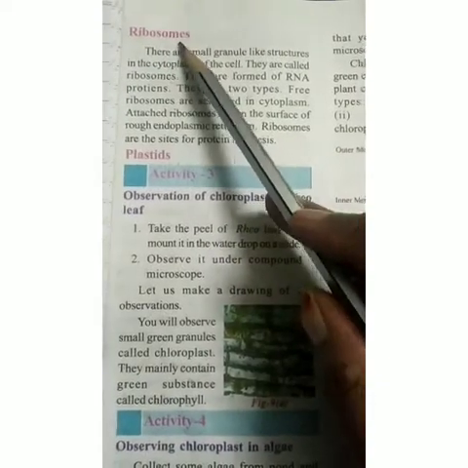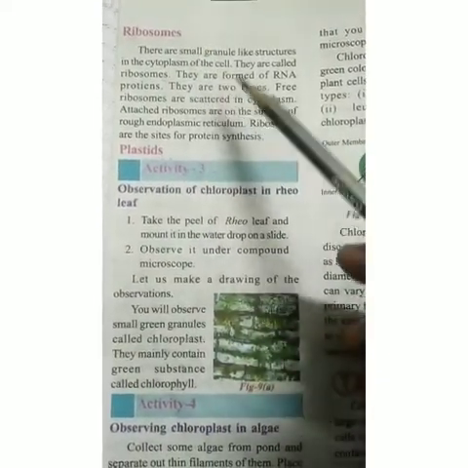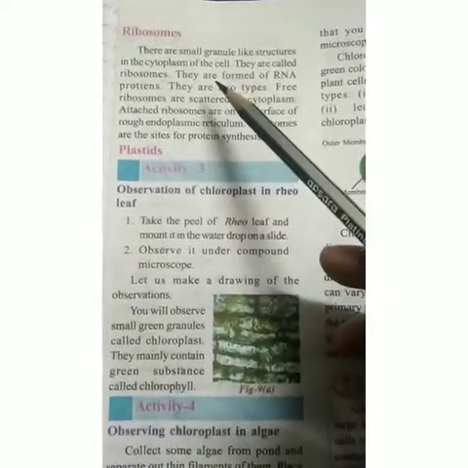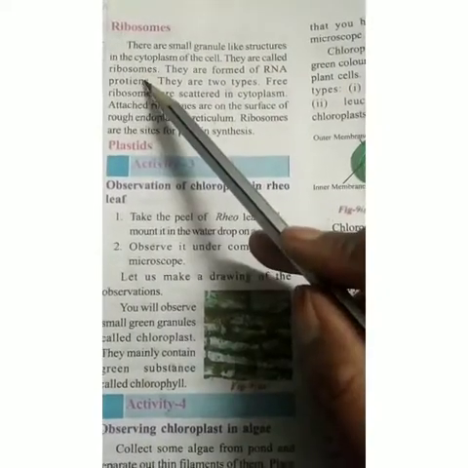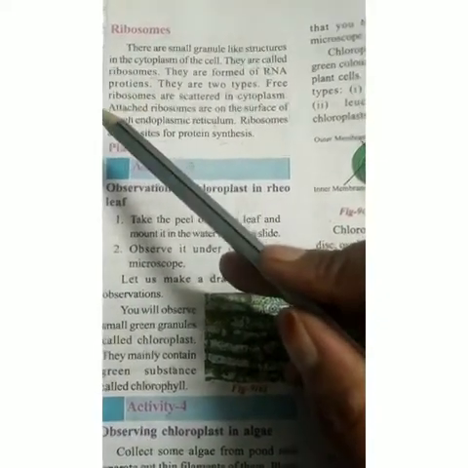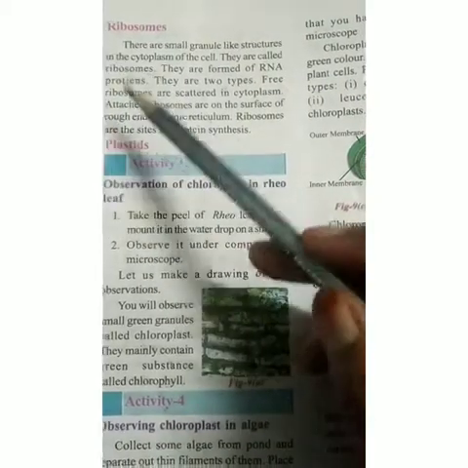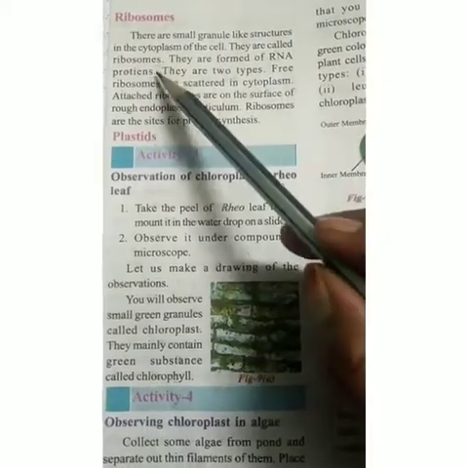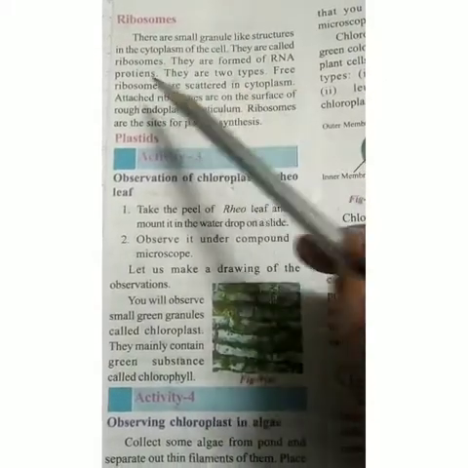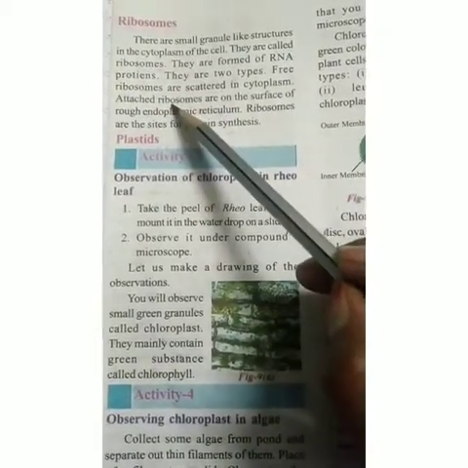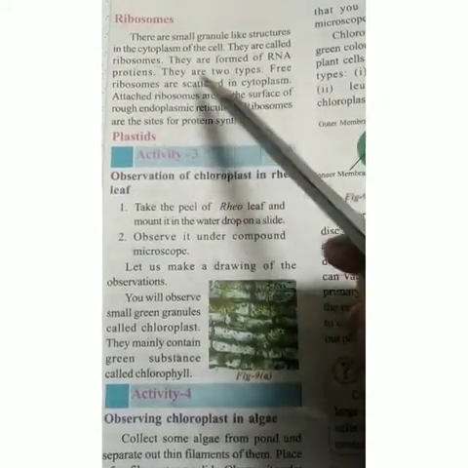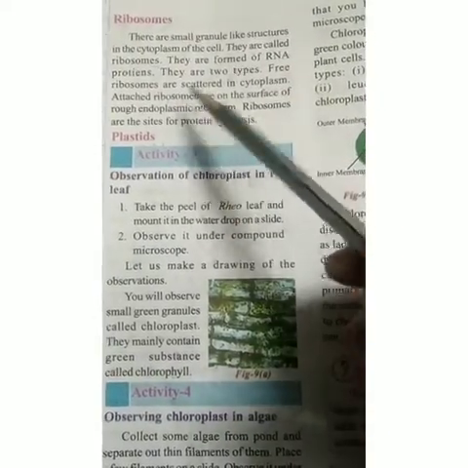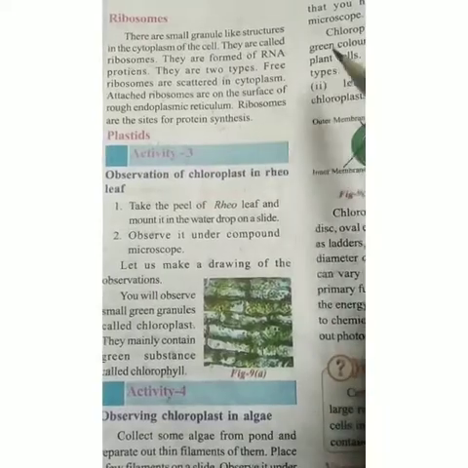See, these are ribosomes. These are small granule-like structures in the cytoplasm of the cell. I already showed you the ribosomes on the surface of the endoplasmic reticulum. The ribosomes are formed of RNA and proteins. They are of two types, free ribosomes and attached ribosomes. Free ribosomes are scattered in the cytoplasm. Scattered means spread out in the cytoplasm.